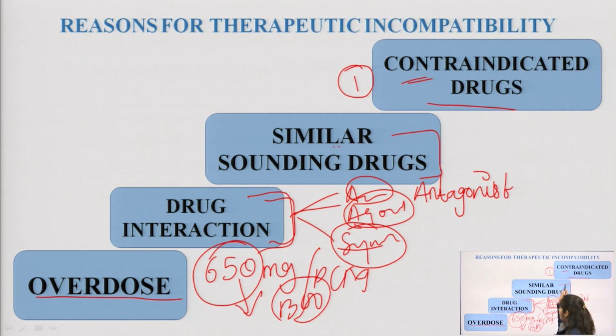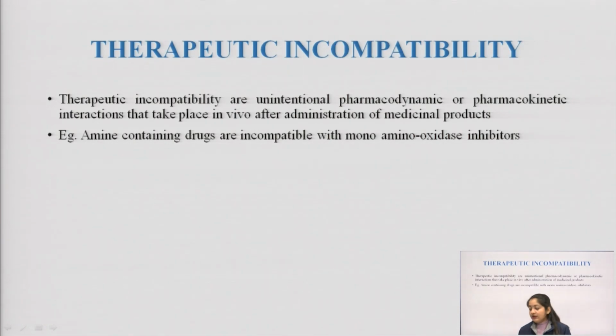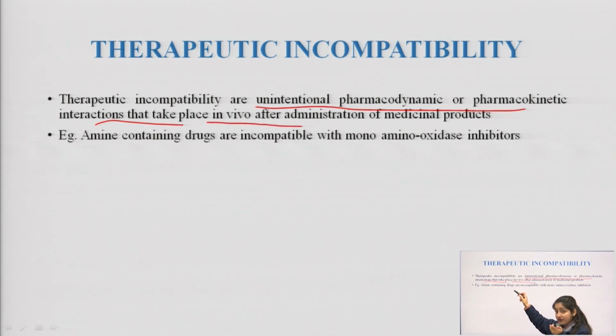So, these 4 reasons mentioned here are very important to understand therapeutic incompatibility, be it contraindicated drugs, similar sounding drugs, drug interaction, or sometimes the overdose of the drug. Now, let us understand therapeutic incompatibility in a deeper way. Therapeutic incompatibilities are unintentional pharmacokinetic or pharmacodynamic interactions that take place in vivo after administration of a medicinal preparation.